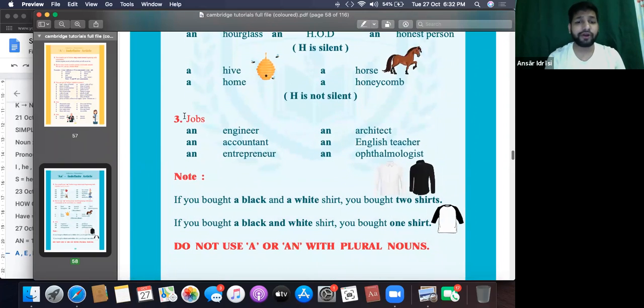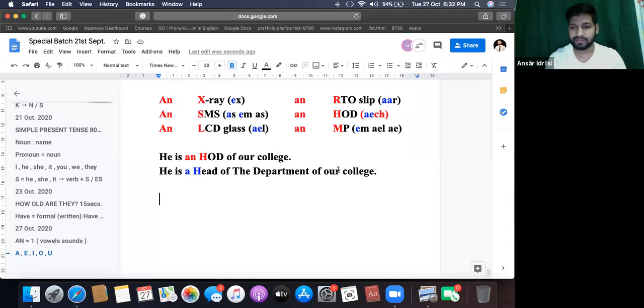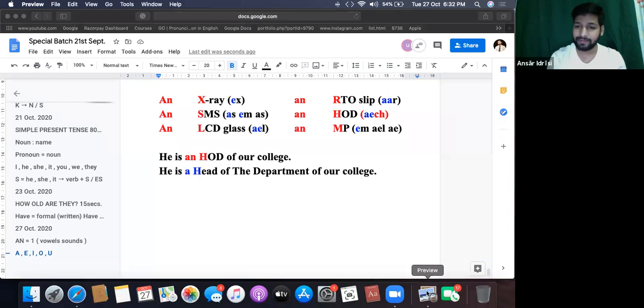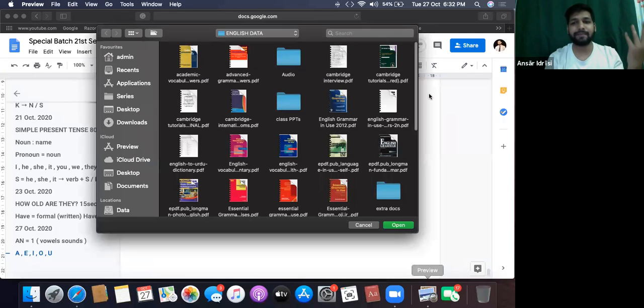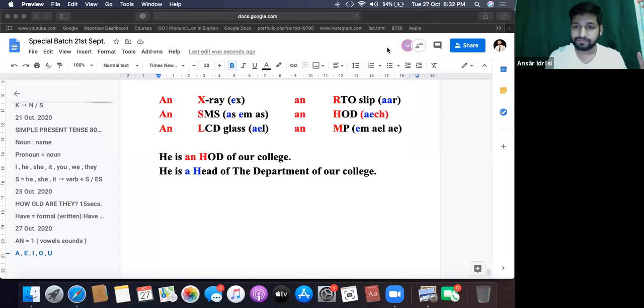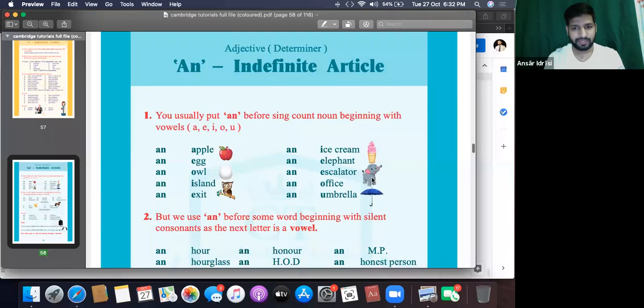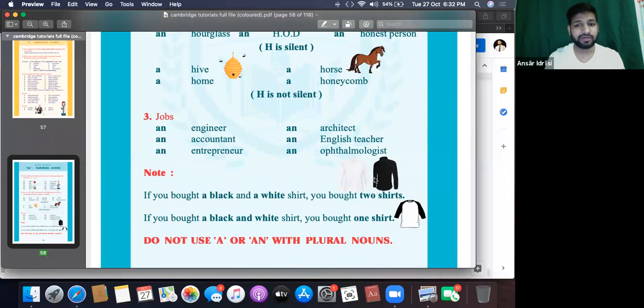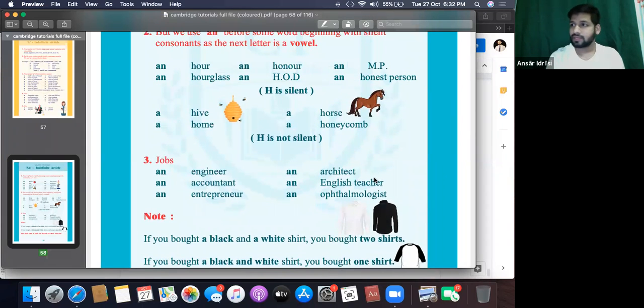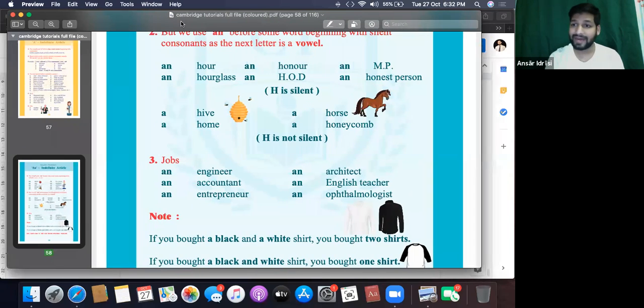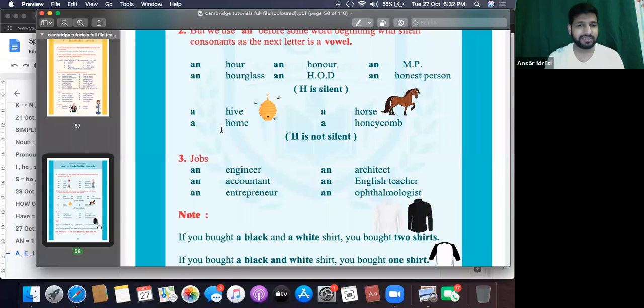Same case, now we are going to use "an" for jobs as well. As we have seen yesterday that we are going to use "a" for jobs, correct? For example, a painter, a lawyer, correct? A painter, a lawyer, a realtor, a stationer, a palmist, a barrister, correct? A doctor.